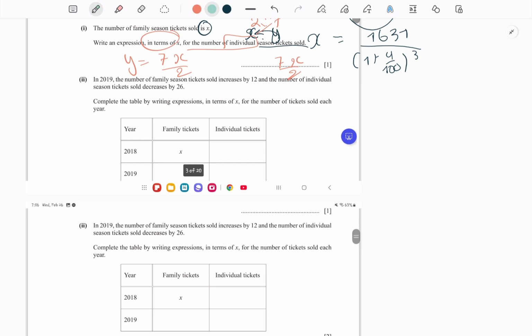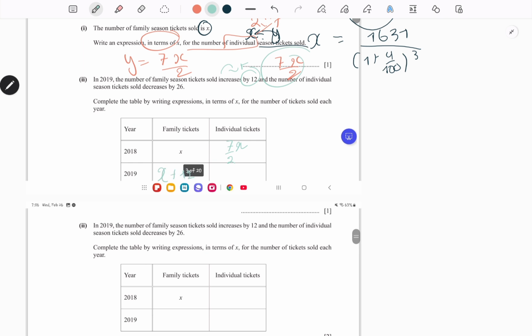So, very simply, family tickets is x, individual tickets we found over here to be 7 over 2x. Now, they said in 2019, the number of family season tickets increases by 12. So in this case, plus 12. So the number of family tickets is x, so it's going to be x plus 12.